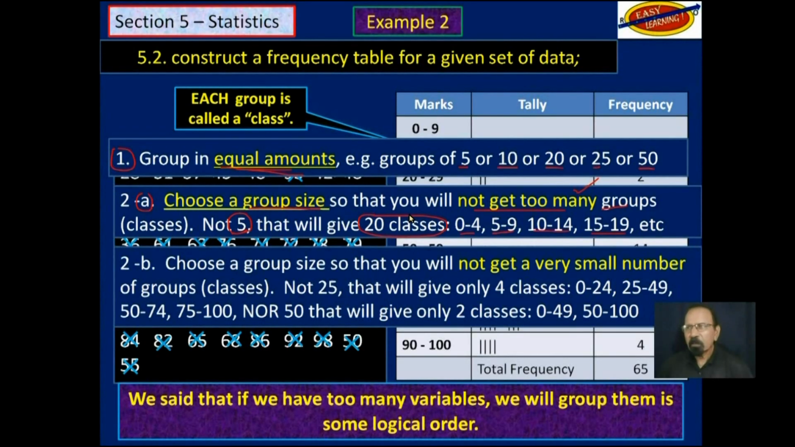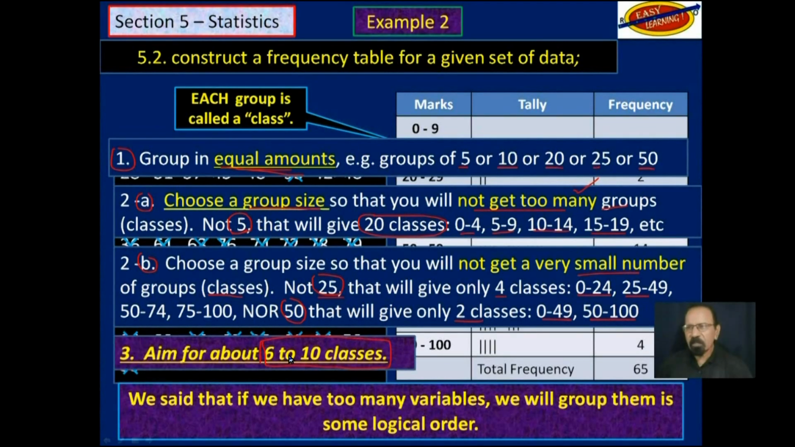Conversely, dealing with these same marks here, if you choose a group size of 25, then 100 divided by 25, you will get 4, 0 to 24, 25 to 49, and so on. And worse yet, if you choose a group size of 50, you will only get 2 classes, 0 to 49 and 50 to 100. So we will aim for about 6 to 10 classes. Maybe 5, maybe 11, somewhere from 6 to 10. That's a rule of thumb.